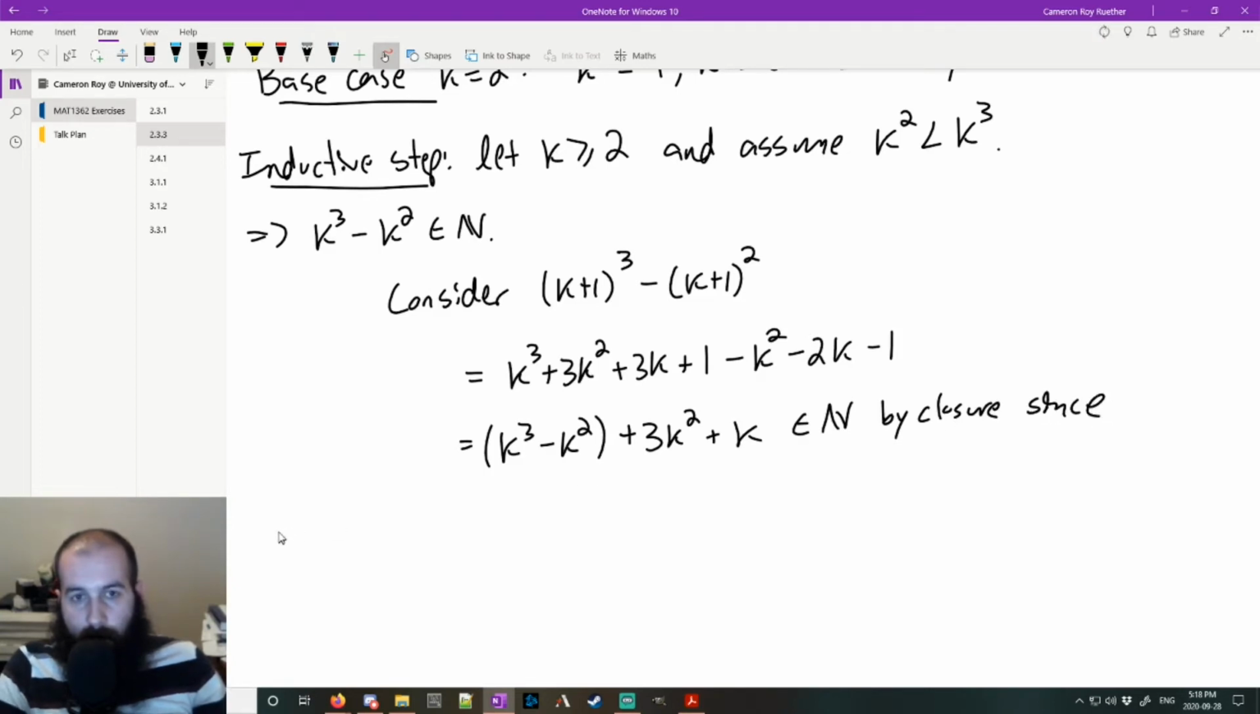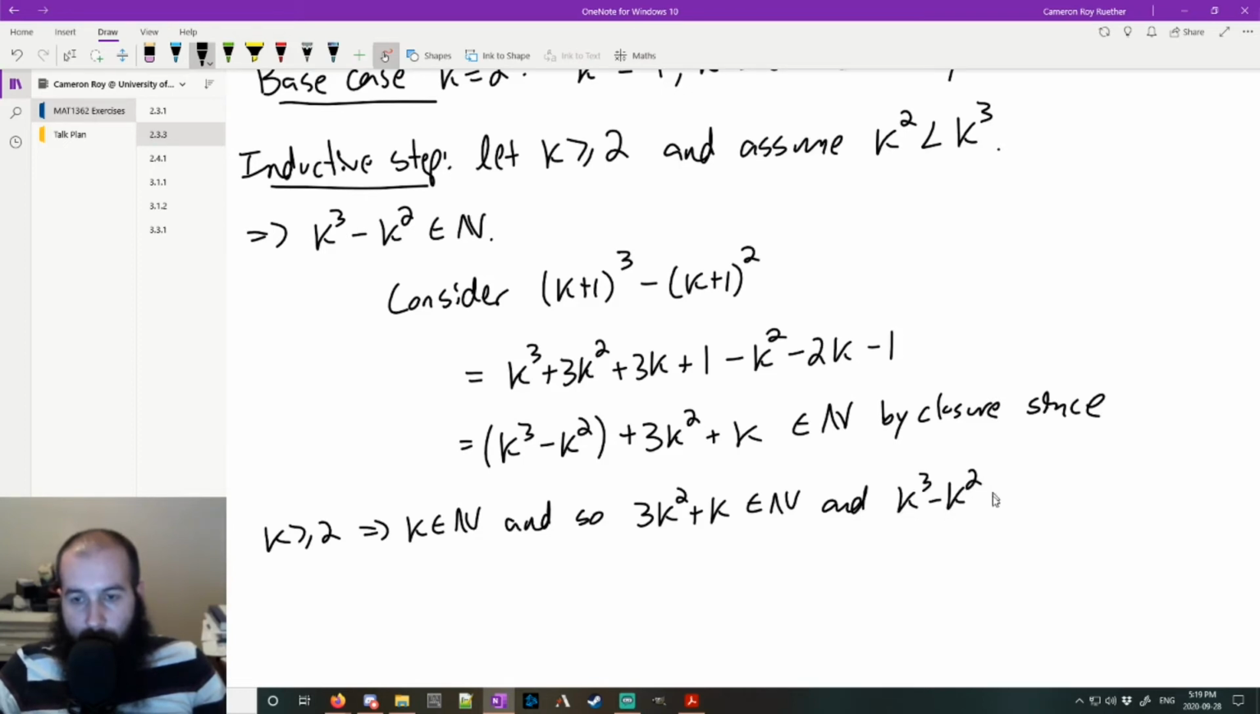since k larger than or equal to 2 implies that k is natural. And so 3k squared plus k is natural by closure of multiplication and addition. And k cubed minus 2k squared is natural by assumption. So (k plus 1) cubed minus (k plus 1) squared is a natural number.